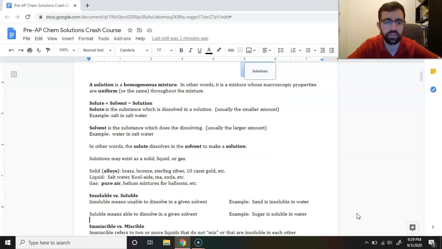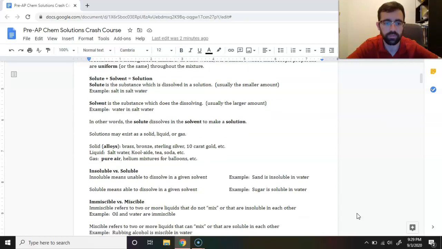Let's look at these terms at the bottom of our first page: insoluble versus soluble. Insoluble means it's unable to dissolve in a given solvent, whatever that solvent is. An example would be sand. It's insoluble in water. If you were to stir it up, it just sinks to the bottom eventually. Soluble means it's able to dissolve in a given solvent. An example of that would be sugar being soluble in water, or salt being soluble in water.